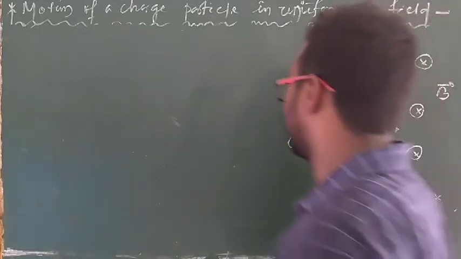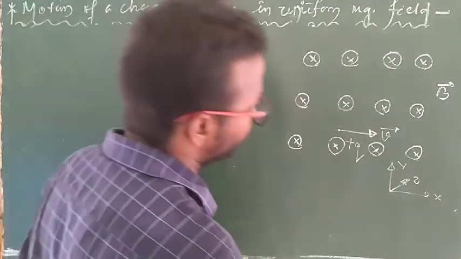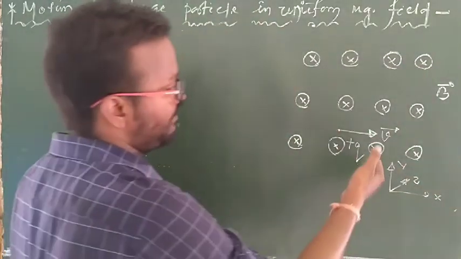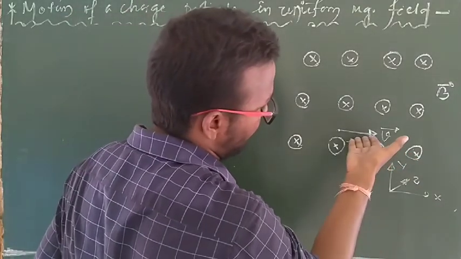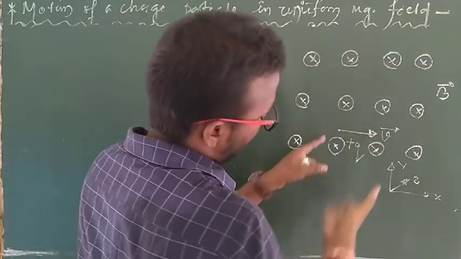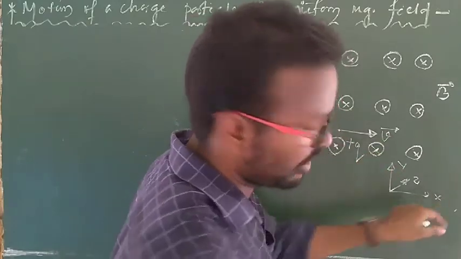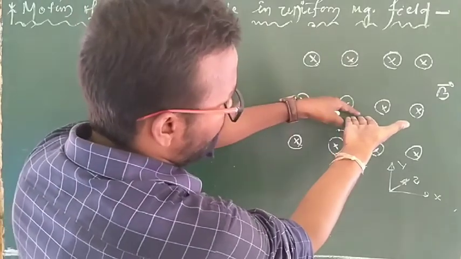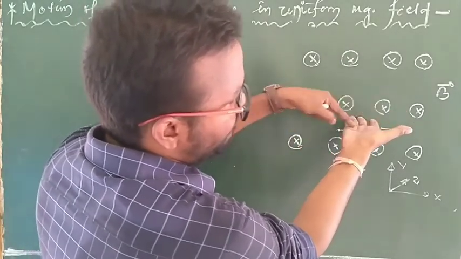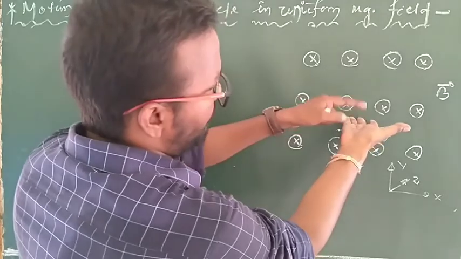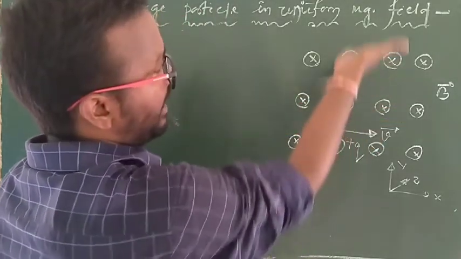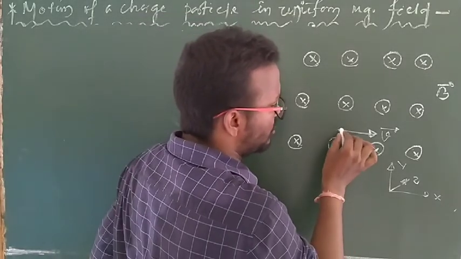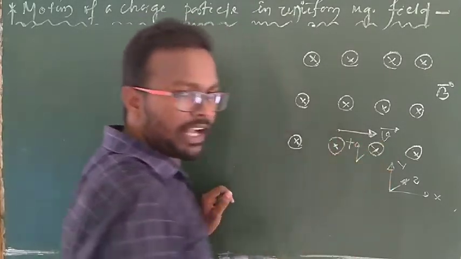Clear? So if we use this concept here, look at the diagram. This is the direction of magnetic field which is along z axis, and this is the direction of velocity which is along x axis. Then according to right hand palm rule, the palm indicates the direction of magnetic force which is upward direction. Clear? So the charge tends to move in this direction due to magnetic force.